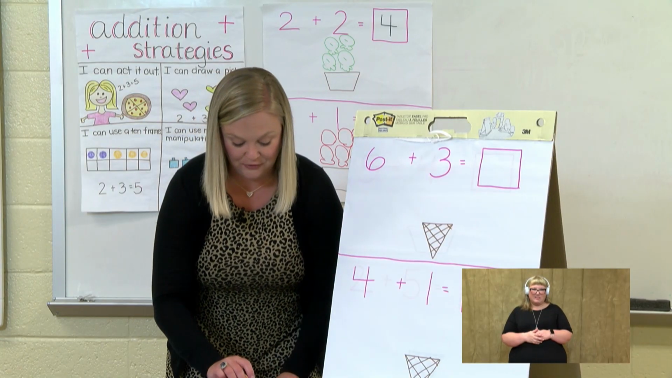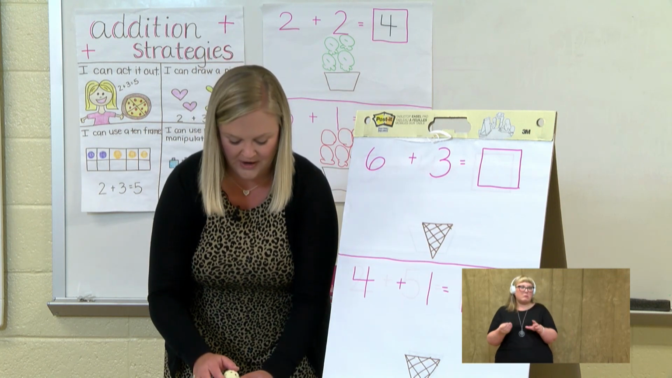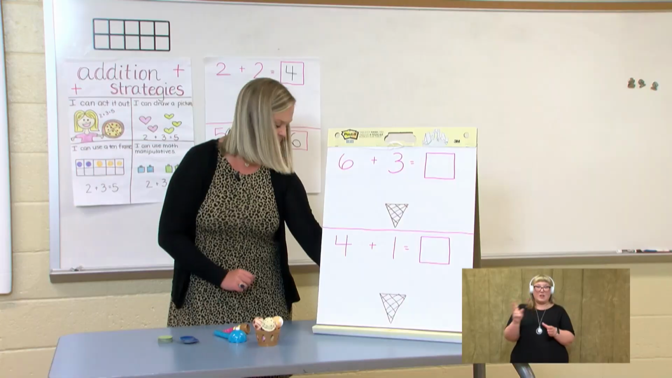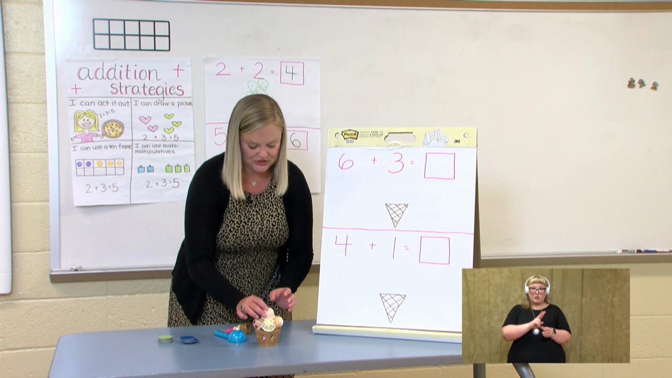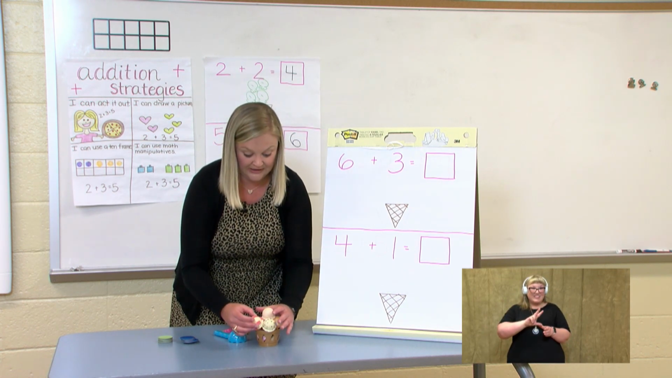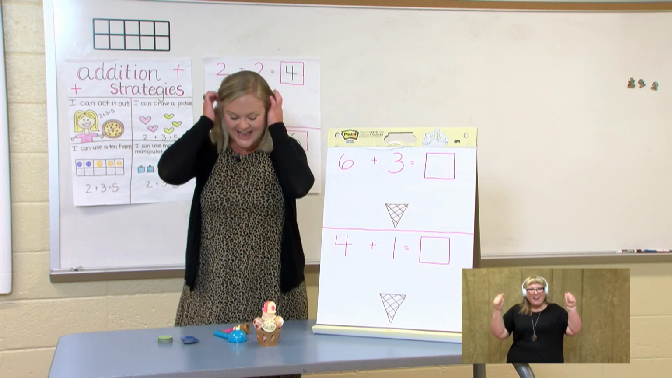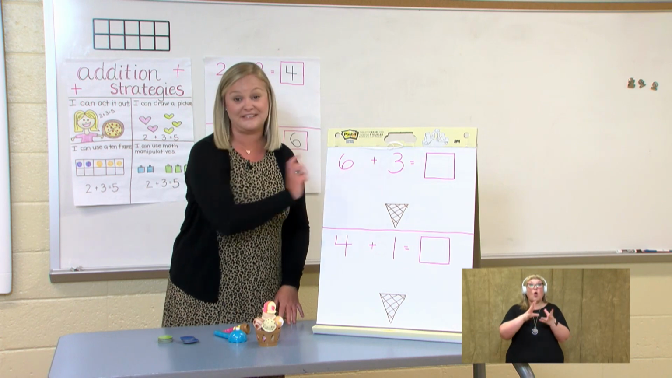Now we need 3 more on top of these. Maybe they'll fit in our bowl. 1, 2, 3. Uh-oh, I don't even know if they're gonna fit in our bowl. They do, yay! All right, now let's count them all together and see how many scoops of ice cream we have.